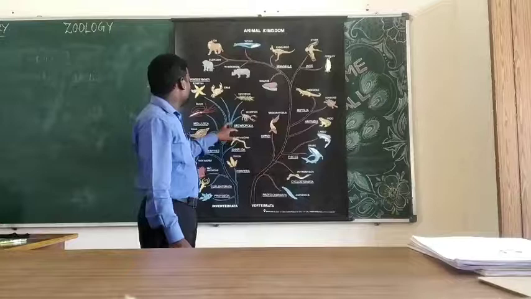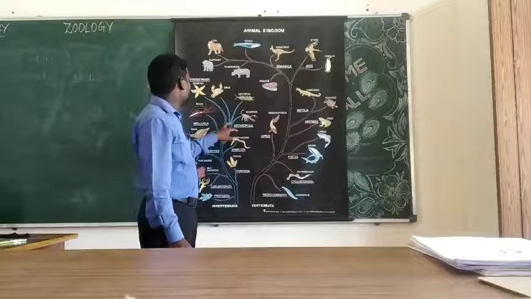Another one, cnidaria. Cnidaria means this type of animal has a coelom. What is a coelom? Coelom is the gap between the body wall and the gut. That type of animals are included in the cnidaria. The great example is a sea animal. Next we have to see the annelida. Annelida means animals having a many-segmented body. These animals are under the annelida. The great example is an earthworm.